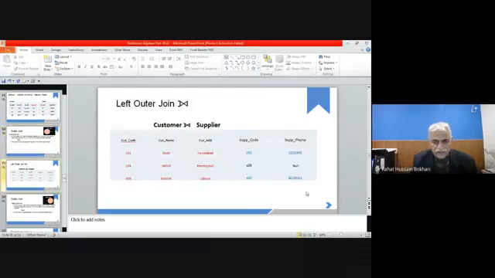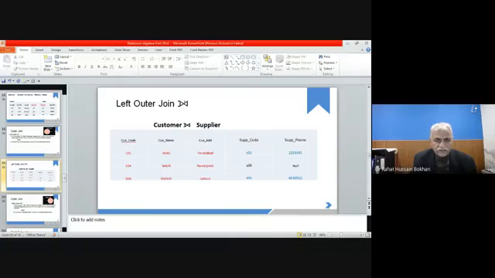Here we say this is matching. S01 was matched, S03 was matched, but S09 was not matched. So in that manner, we have included the null. What we have done is retain in the resultant table all rows that are matching, but also those rows that are not matching, with values null. So it is the customer left outer join supplier.